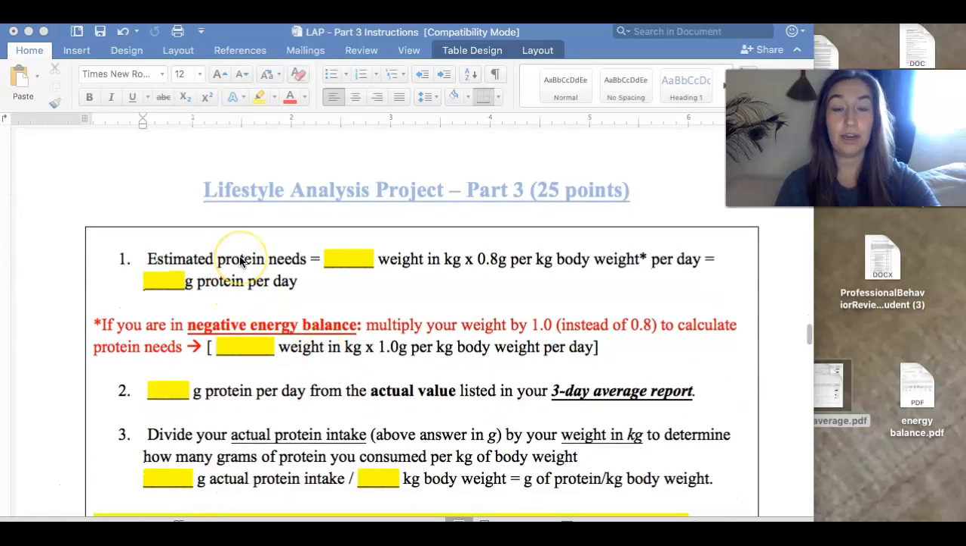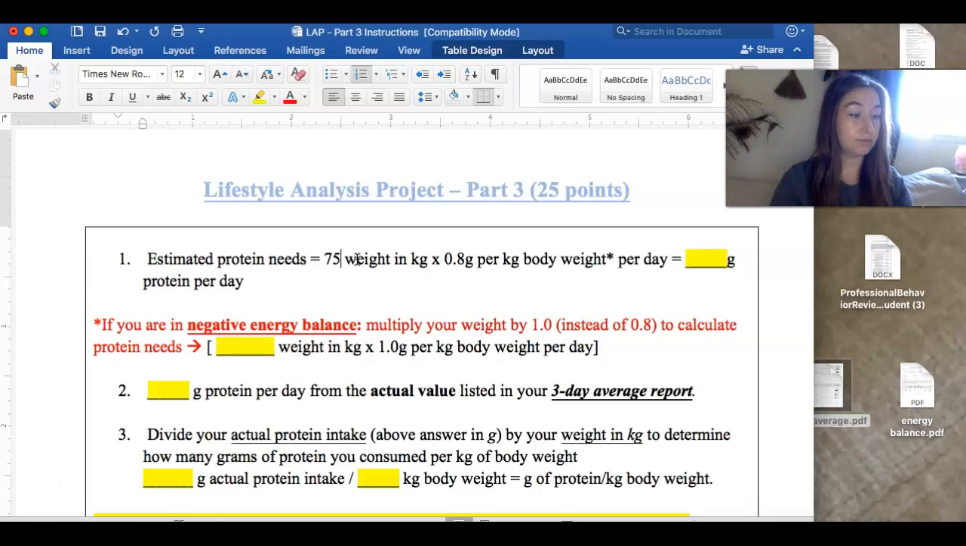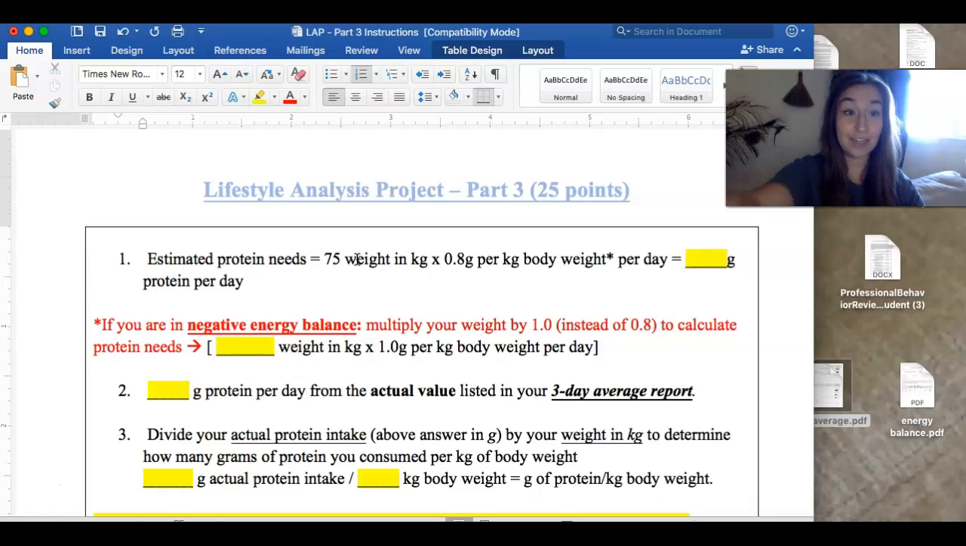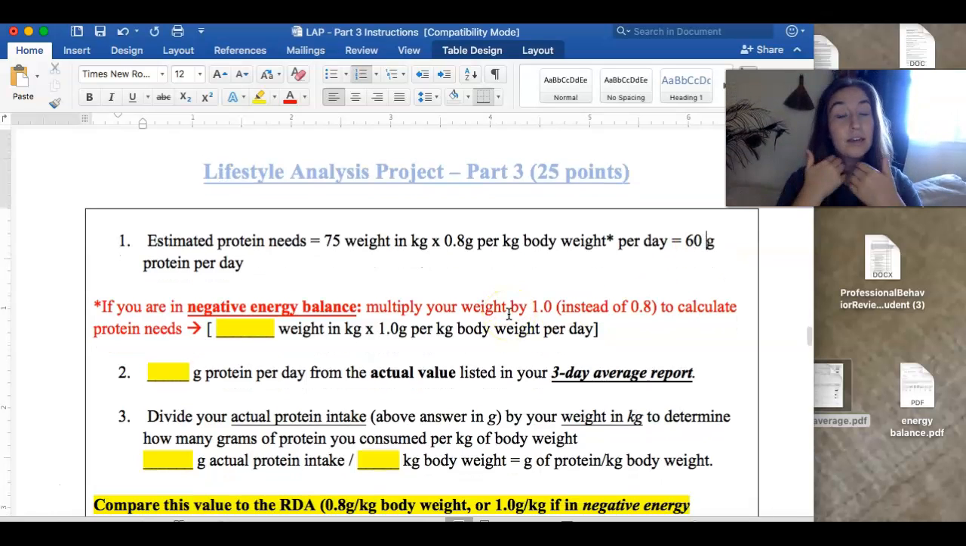So let's go to estimated protein needs. You need your weight in kilograms, which mine was 75, I think. I just have all my stuff written down right here. So 75 times 0.8, which is the recommendation. So 75 times 0.8 gives me 60 grams of protein a day. So I was in the negative balance, so I'm going to do this again.